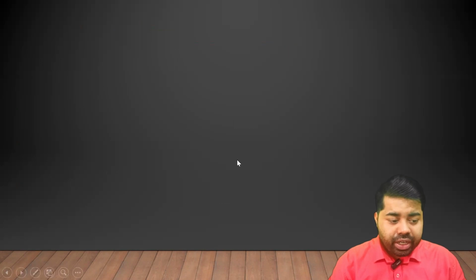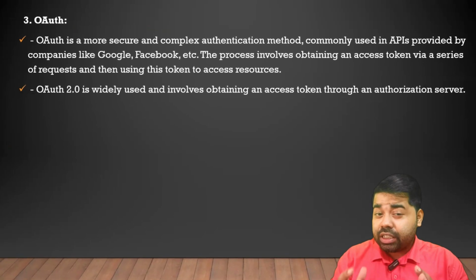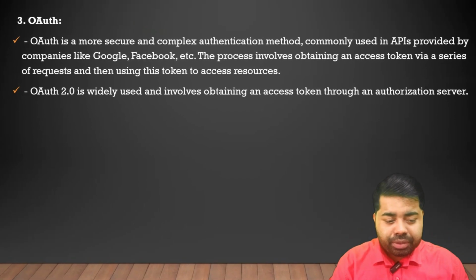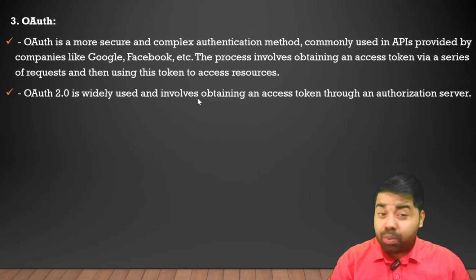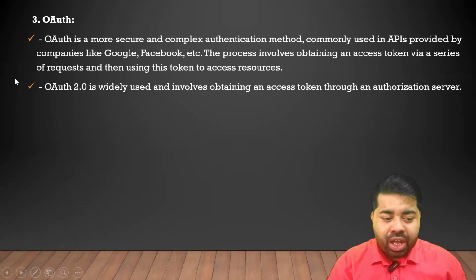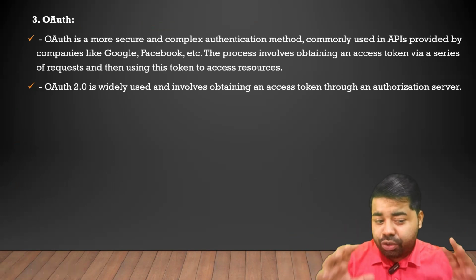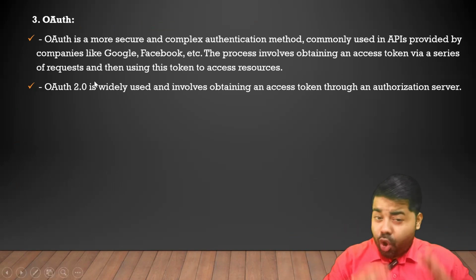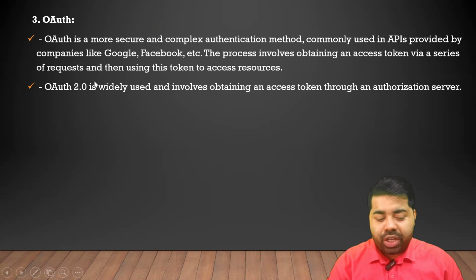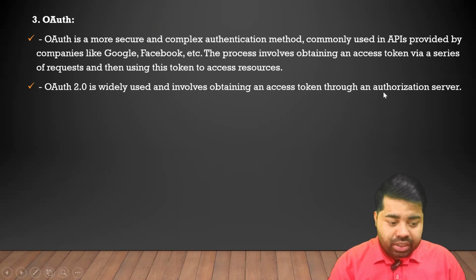Next, we have OAuth authentication, which is one of the more complex and more secure compared to other tokens. You can see Google, Facebook, all these product-based companies are using OAuth. In OAuth we have multiple versions. We have OAuth 2.0, which is widely used and involves obtaining access through an authorization server.